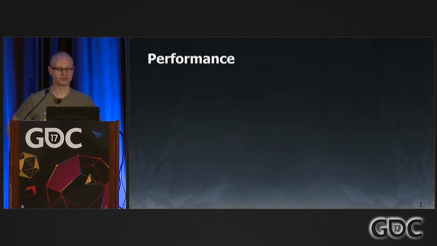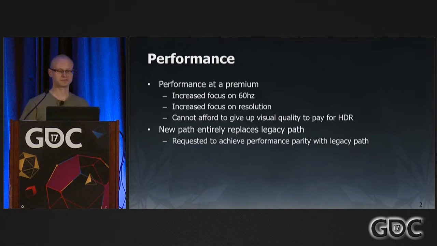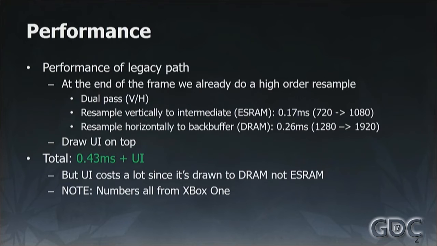A few notes on performance. Performance is absolutely at a premium. There's an increased focus on 60 frames a second, which is really good. Increased focus on resolution, because no one really likes 720p. And we really couldn't afford to give up resolution or quality or performance to pay for HDR. And because this new path entirely replaces our legacy one, we were required to achieve performance parity. It's fair enough. So what was the performance of our legacy path?